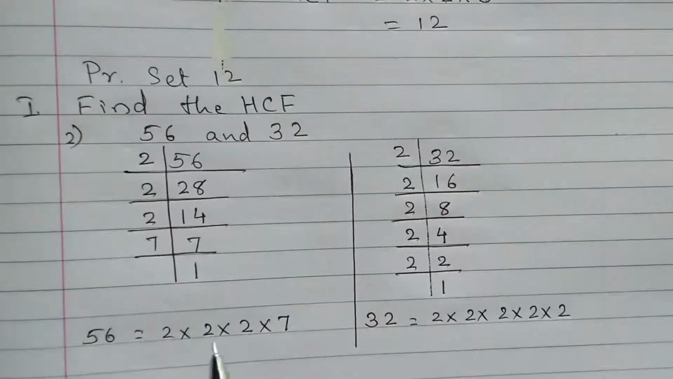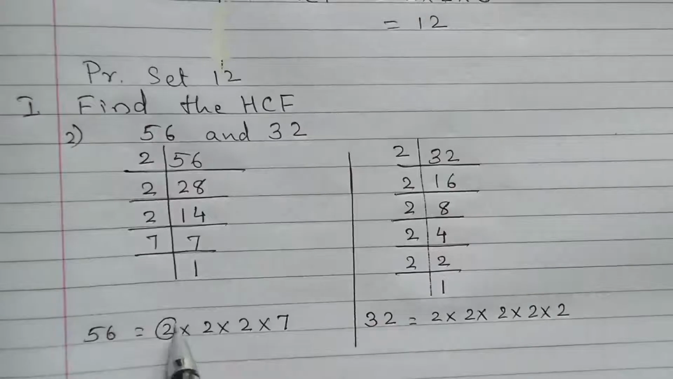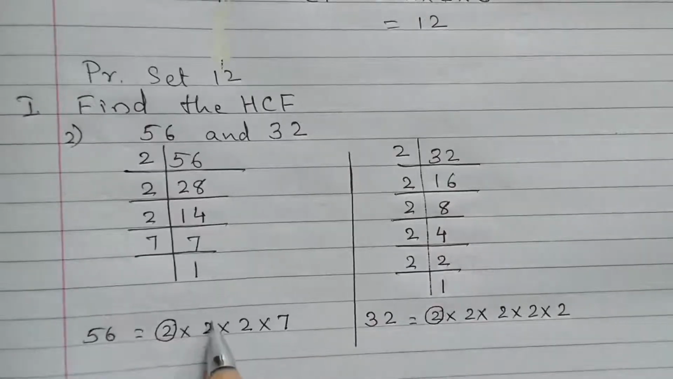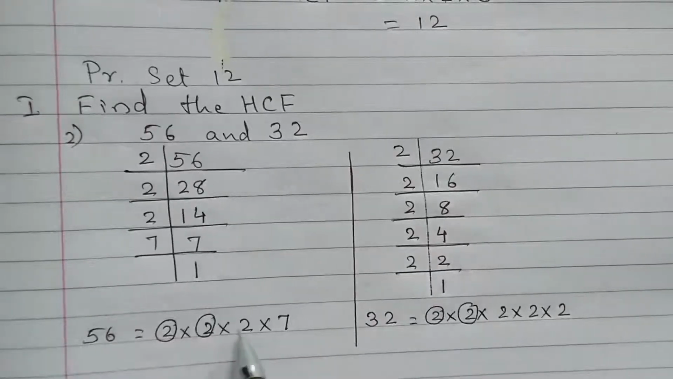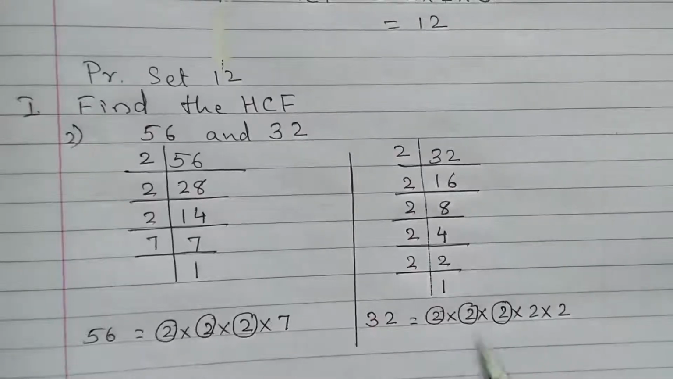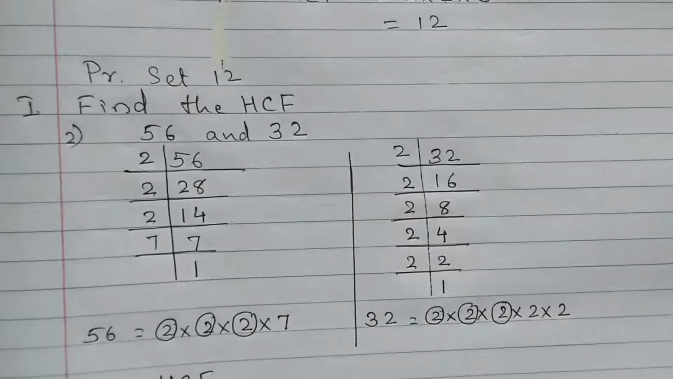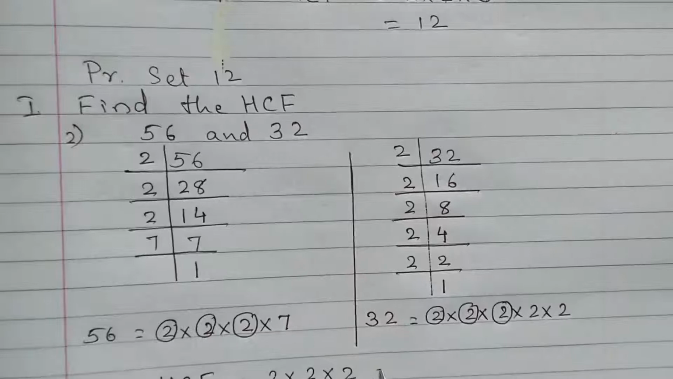We can see that the common factors are 2 is repeated how many times? 1, 2 and say 3 times. So HCF will be 2 multiplied by 2 multiplied by 2, that is 8.